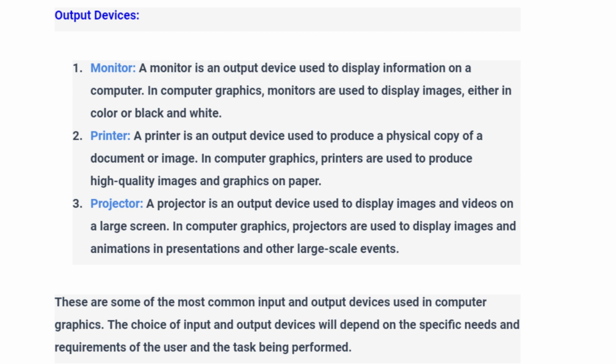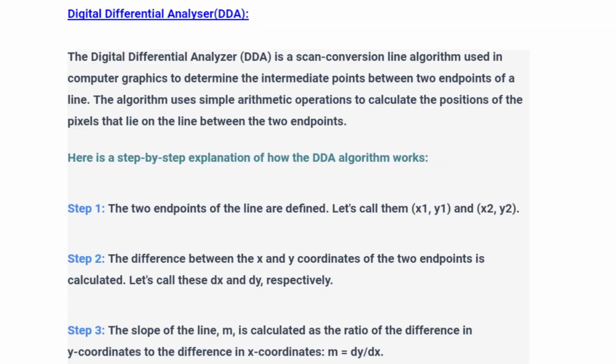Projector. A projector is an output device used to display images and videos on a large screen. In computer graphics, projectors are used to display images and animations in presentations and other large-scale events. These are some of the most common input and output devices used in computer graphics. The choice of input and output devices will depend on the specific needs and requirements of the user and the task being performed. Digital Differential Analyzer (DDA).